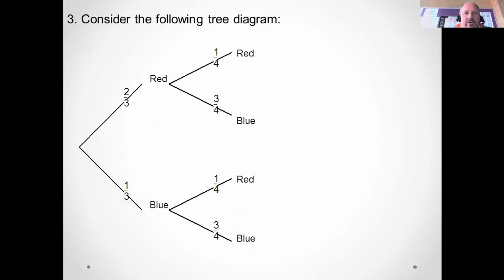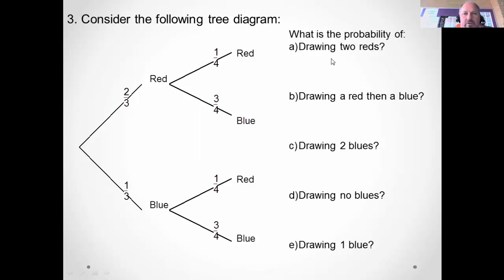Consider this tree diagram. Selecting red, maybe from 2 different bags. The first bag there's 2 reds and 1 blue. Second bag there's 1 red and 3 blue. So you take 1 from each bag. These are the possible results.